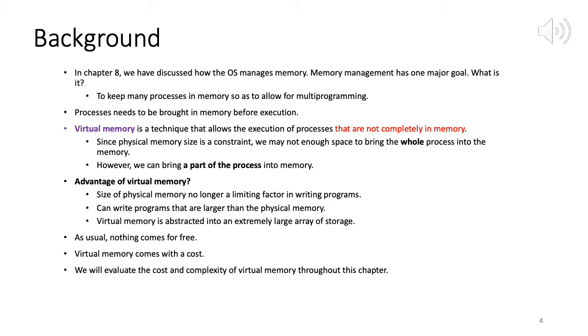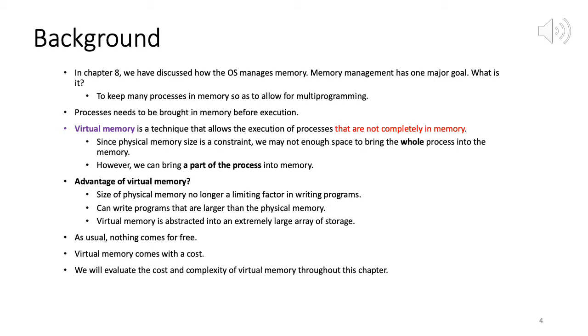So in the previous chapter we discussed how the OS manages memory, right? And memory management has one goal, and that is to keep many processes in memory so as to allow multi-programming. So we already know that, right? In order to implement multi-programming, many processes need to be kept in memory. So naturally the scheduling comes into play, and the memory management also will come into play. Right? Memory management will become more complex, right?